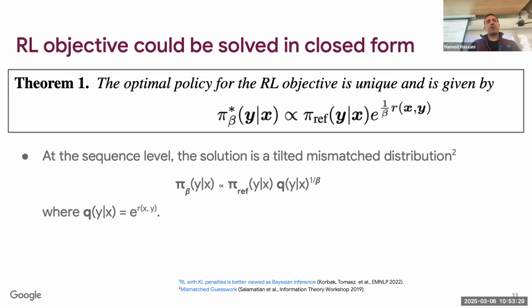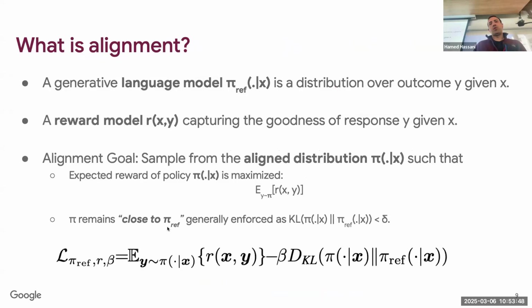These kinds of distributions have actually been studied in information theory. They have good properties and lead to some exponential family of distributions and so on and so forth. But before getting into the details, let us see how to derive this closed form solution of the alignment. I said this formulation has a closed form solution.